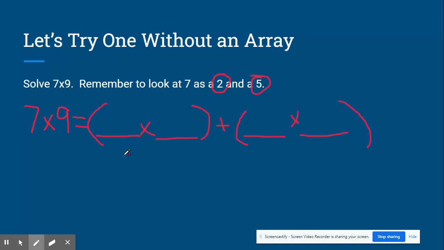Okay, so on your paper, you should have written down 2 times 9, or you might have said 5 times 9, and that's okay. And then 5 times 9. The reason why this is what you should have on your paper is because we did nothing with the 9. I am underlining all the 9s in blue. We did not distribute or break apart the 9. We did break apart the 7 into a 2 and a 5. So now let's solve this.